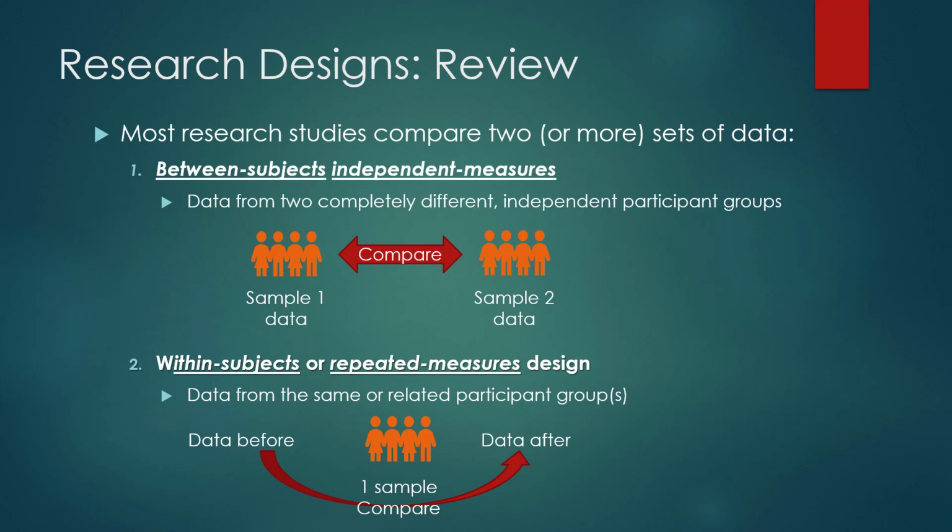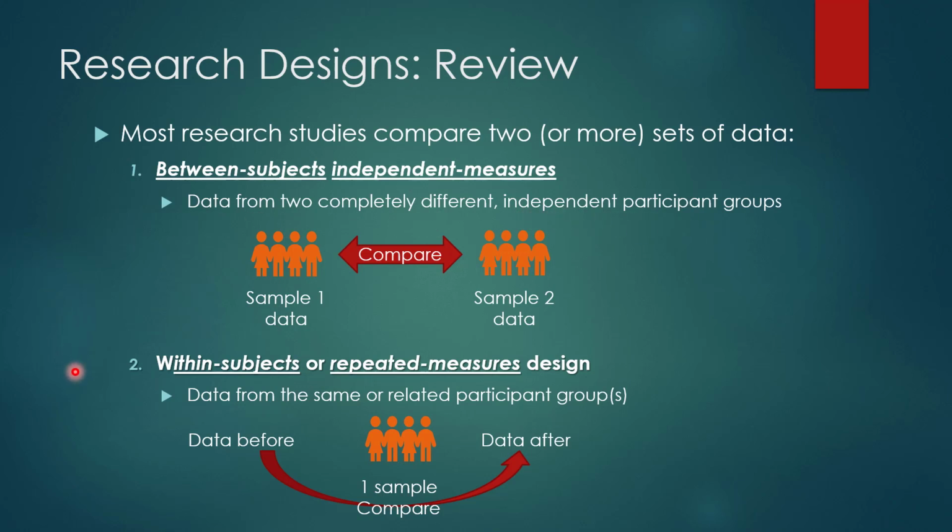So this should be a review from last chapter, where we discussed the between subjects or independent measures, because the data collection is independent of each other. This sample's data collection is independent of this sample's data collection. This data is from two completely different independent participant groups.